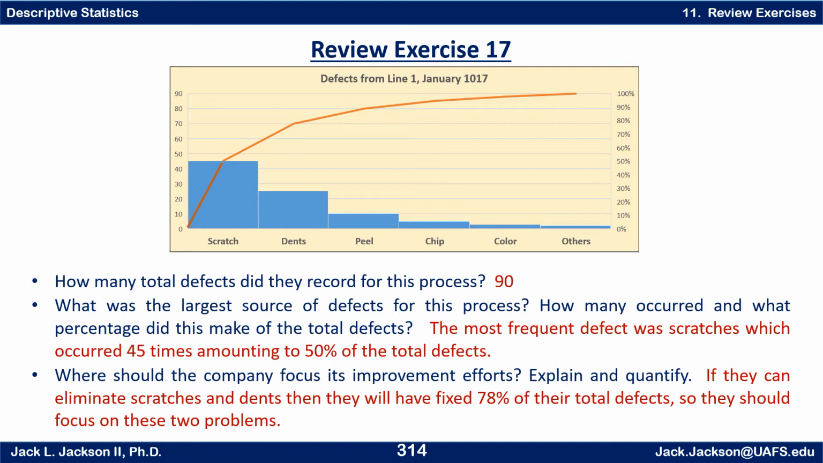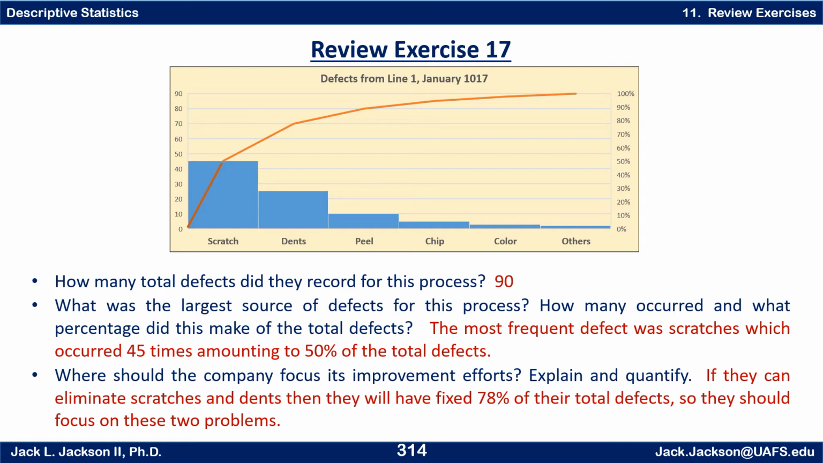Where should it focus its improvements? Explain and quantify. If they could just eliminate the scratches and the dents, together that takes care of, not quite 70 of the 90, 65 of the 90, but 78% of the total defects, which you can see here, almost 80% of the total defects. So if they could focus on those two problems and fix them, they fixed nearly 80% of their total problems. So that's what they should do.